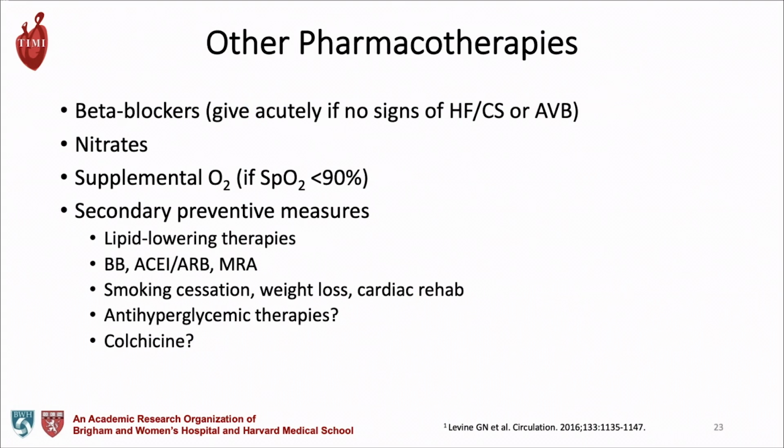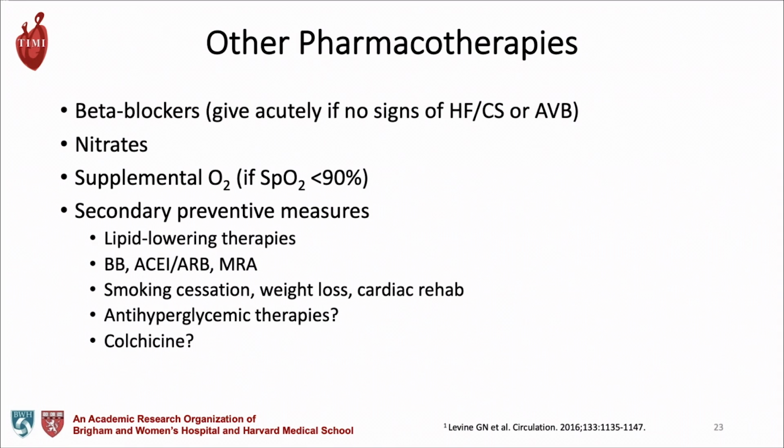Other pharmacotherapies are obviously very important. We use anti-ischemic therapies, beta blockers, which are the anti-ischemic therapies that are associated with the greatest mortality reduction. The important caveat is that we do not give beta blockers if a patient has acute heart failure or cardiogenic shock, or if there's evidence of high-grade AV block. Nitrates can be particularly effective anti-ischemic therapies. Supplemental oxygen is given if a patient is hypoxemic, has an SpO2 that's less than 90%, but not just as a routine practice, which is what we used to do.